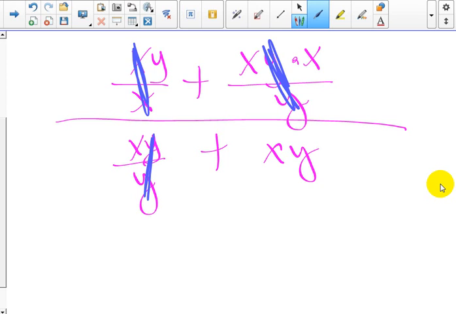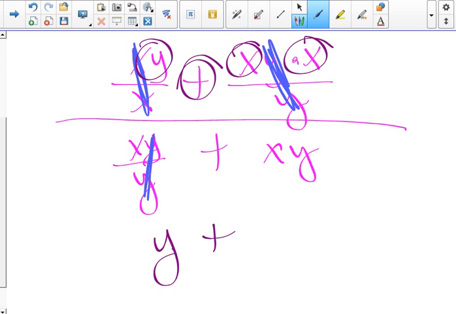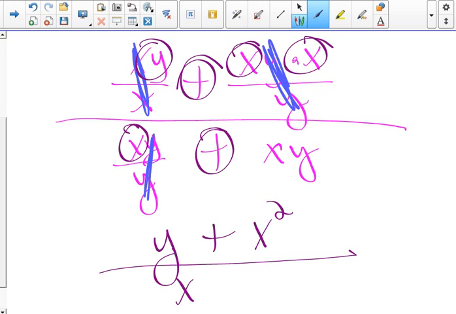So now simplify. So we've got y plus x times x, which is x squared, over x plus xy.